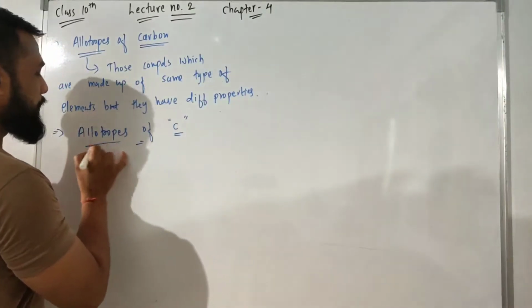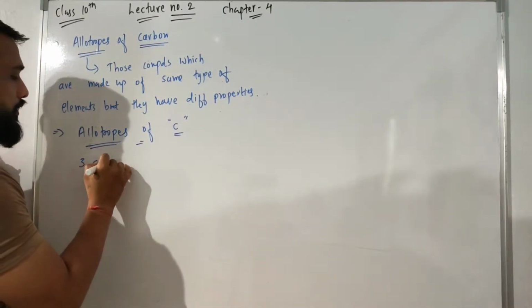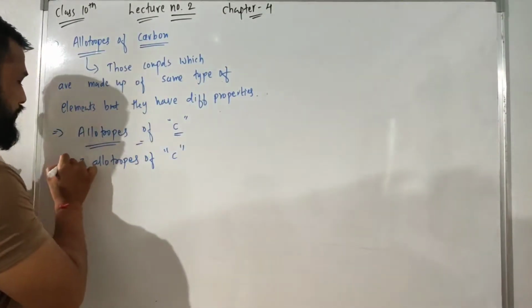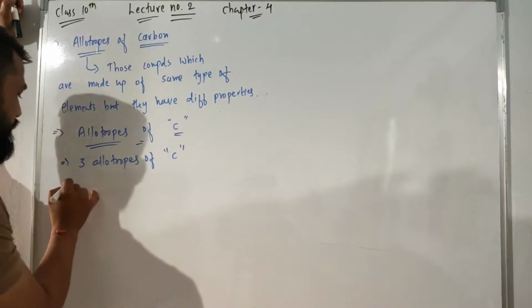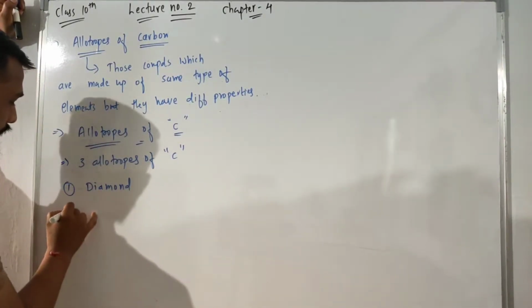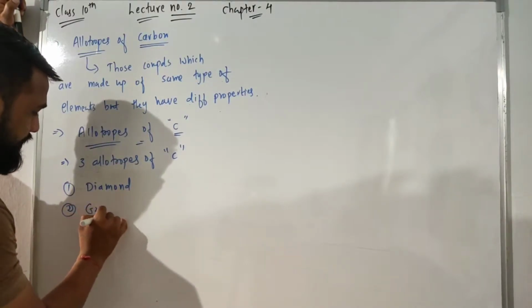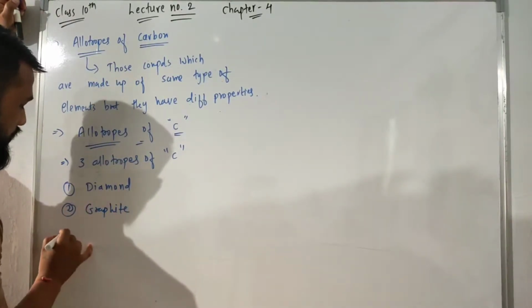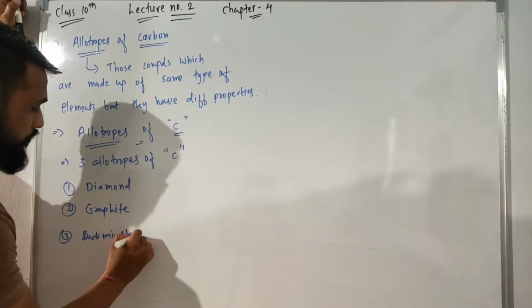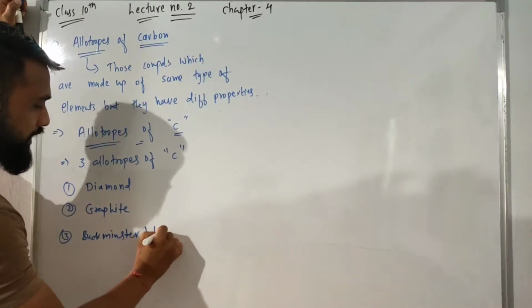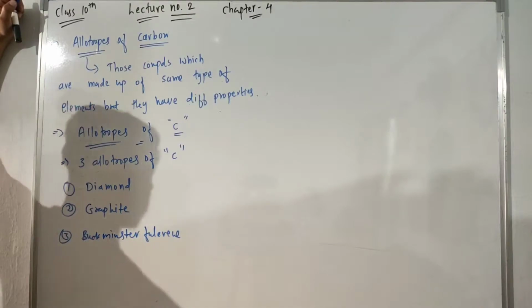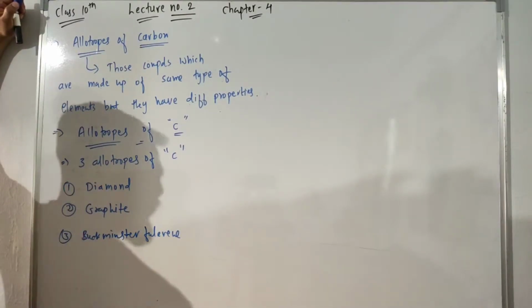Now there are mainly three allotropes of carbon which we need to study here. First is diamond, you all know diamond. Second is graphite. Third is Buckminster fullerene. What are the differences between these three allotropes?